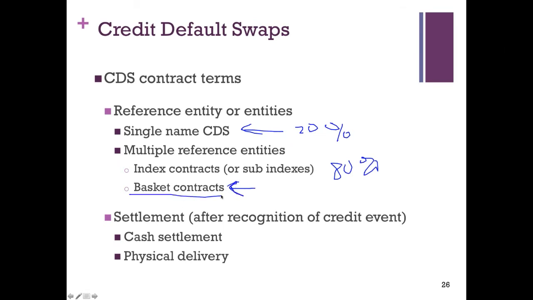contract is where the buyer and seller of credit protection agree on a list of names of issuers to be included. Those were very common before the financial crisis. I understand that they're just starting to make a little bit of a comeback recently, but until just the last 6 months or a year, the vast majority of volume had been in either single name or index contracts.